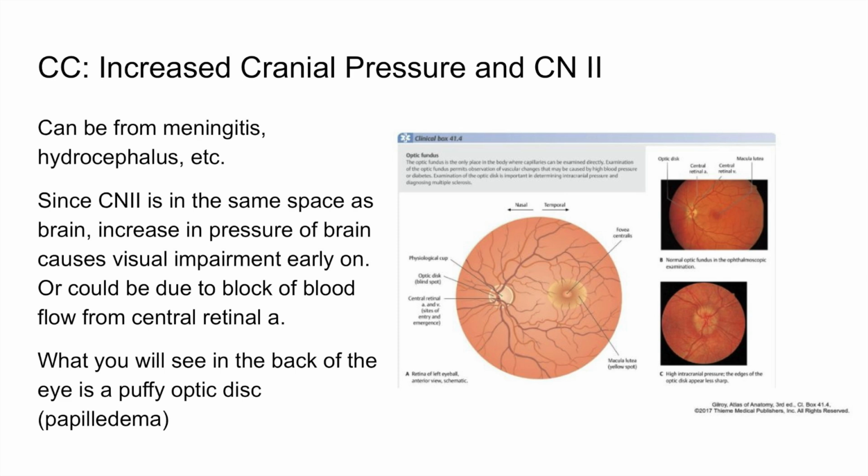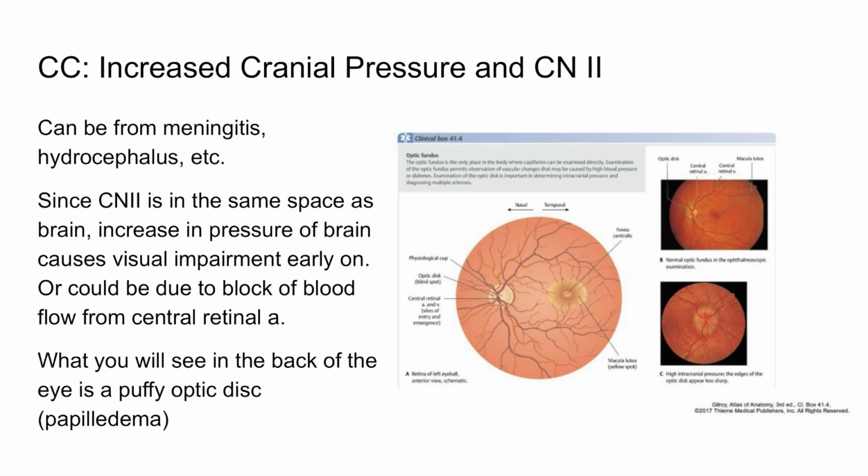As a result, fluid accumulates at the optic disc, which is the point where the optic nerve exits the eye. On a fundoscopic exam, this appears as a swollen, blurred, or puffy optic disc, which is called papilledema. This is a key diagnostic sign because it reflects elevated intracranial pressure rather than a primary eye problem. So early on, vision may actually be relatively preserved, but as that pressure persists, it can lead to progressive visual impairment and eventually permanent vision loss.